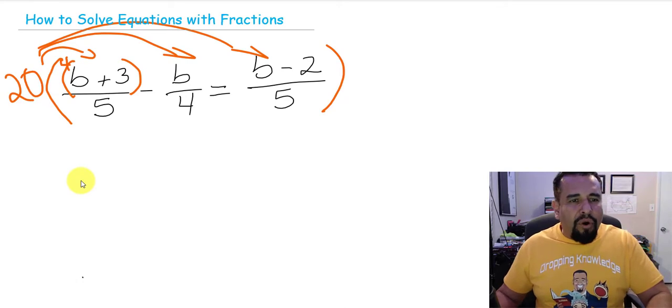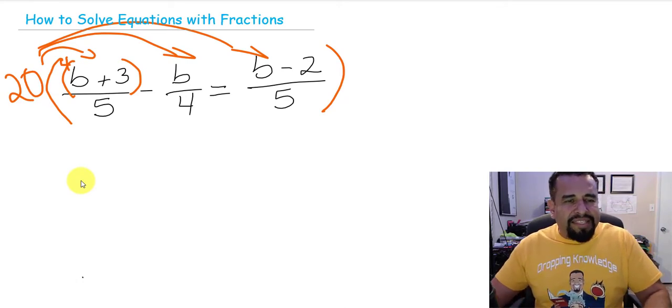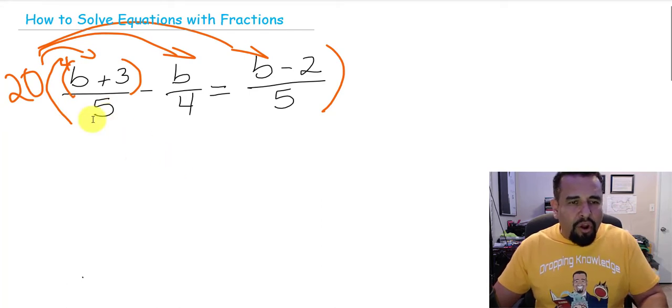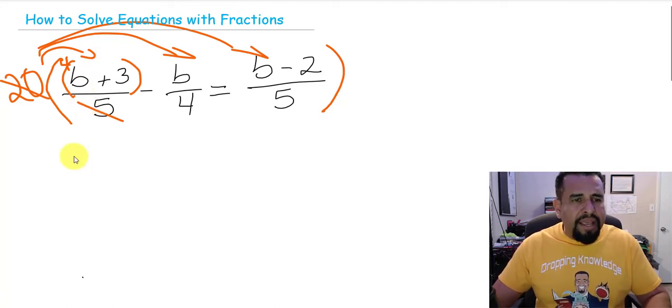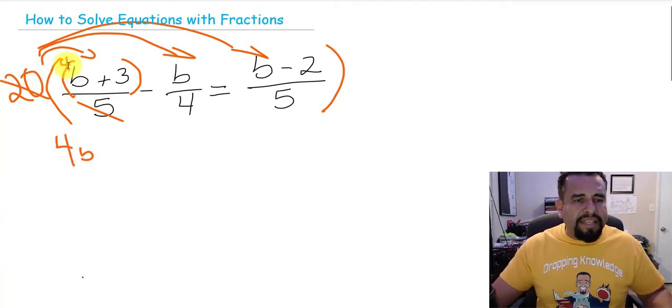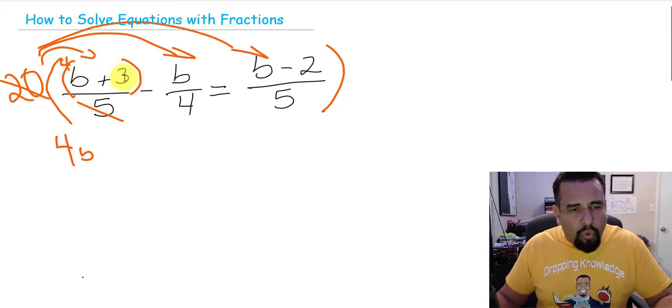So 4. Now, in this case, remember, I took the 20 and divided by 5. So I no longer have this 5 here. I no longer have this 20 for this section here, right? What I have is a 4. That's why I wrote it up here. So instead of the 20, I'm working with a 4 now. Now I take 4 times b, and that's simply 4b. Then I take that same 4 and multiply times the 3. 4 times 3 is 12.